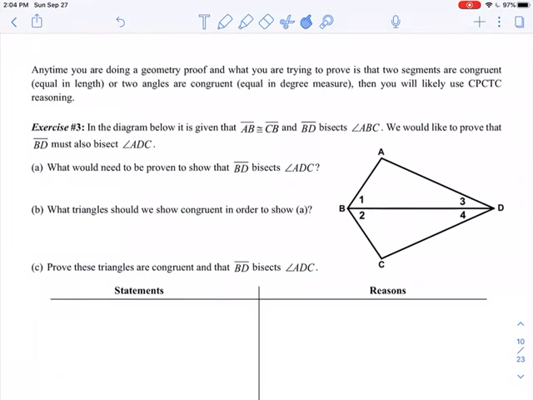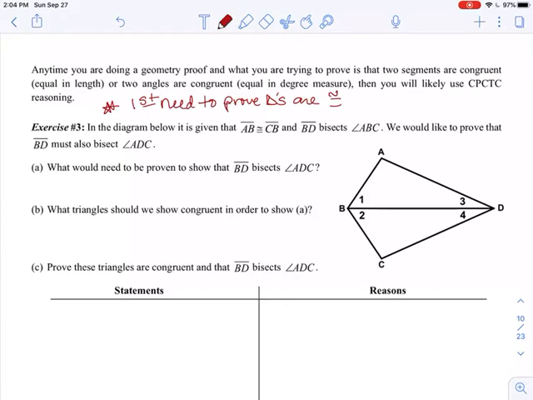Anytime you're doing a geometry proof, and what you're trying to prove is that two segments are congruent, equal in length, or two angles are congruent, equal in degree measure, then you will likely use CPCTC. But very important, first you need to prove the triangles congruent. In order to use CPCTC, you have to first say that the triangles are congruent, because it stands for corresponding parts of congruent triangles. So the triangles have to be congruent.